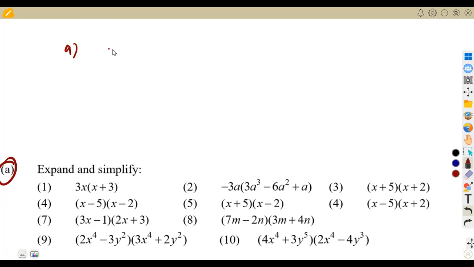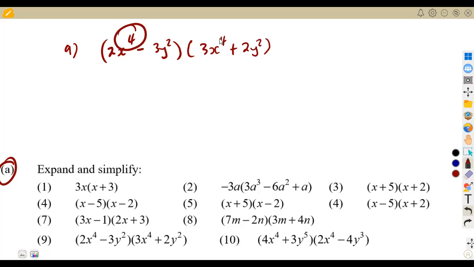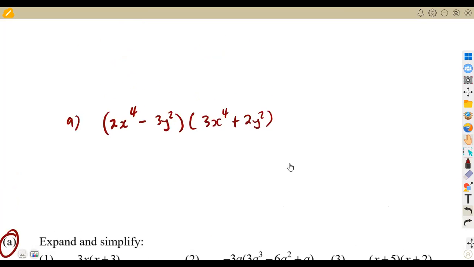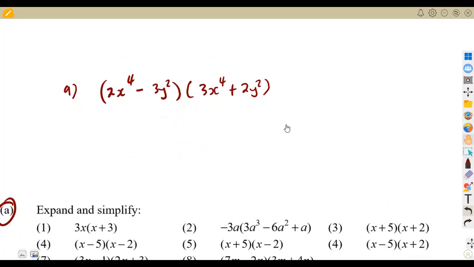So we are given on question number 9, 2x to the exponent of 4. So this is the question that you're going to be having, minus 3y to the exponent of 2, in this case, into 3x to the exponent of 4 plus 2y to the exponent of 2. So don't be scared of these exponents of 4 that we see, about what type of expression this is that I'm actually working with.